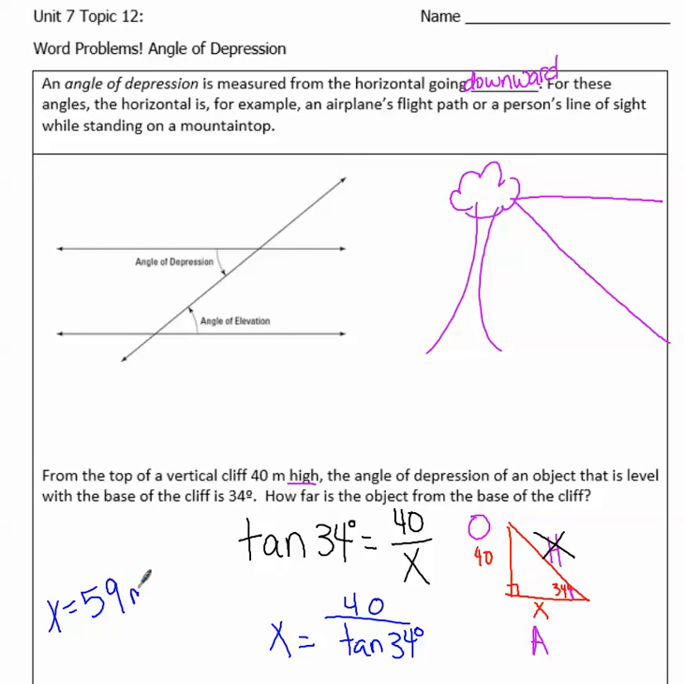59 meters from the base of the cliff. The only reason I rounded to the nearest meter is because it didn't tell me, and I just decided that sounded like a good way to round.